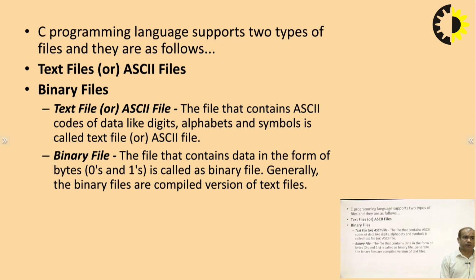The C programming language supports two types of files. The first is the text file, or we can say ASCII file. The second is the binary file. The file that contains the ASCII code of data like digits, alphabets and symbols is called a text file or ASCII file, while the file that contains data in the form of bytes, 0 or 1, is called a binary file. Generally, binary files are the compiled version of text files.